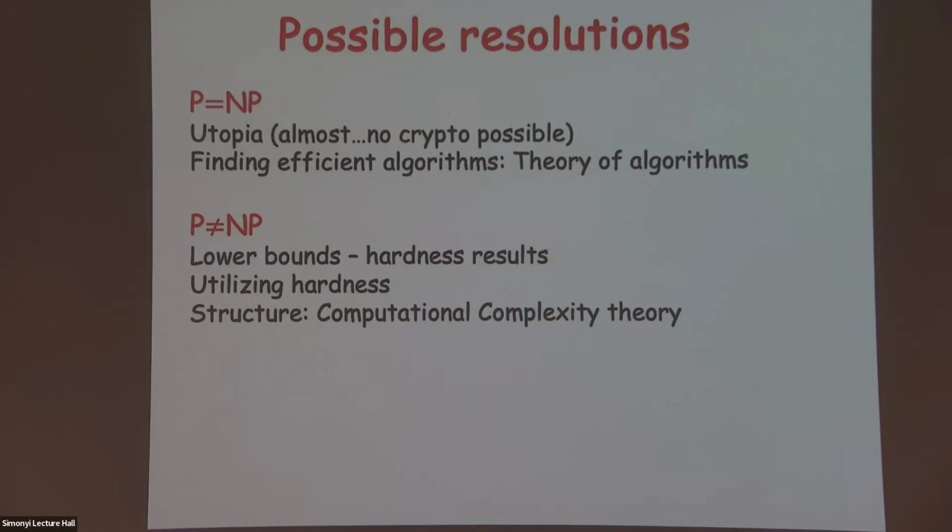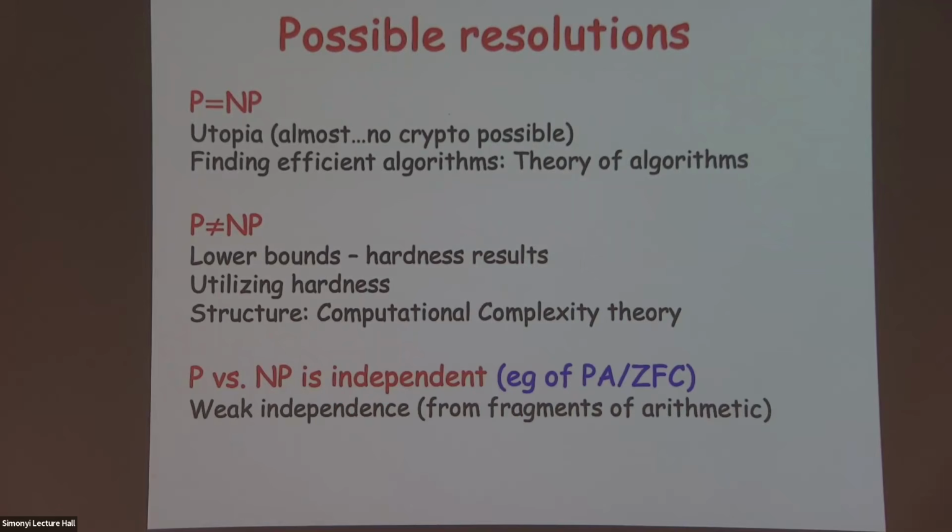Basically, this subject of computational complexity is mainly about uncovering structural relationships between various types of models or problems and so on. But there is a third possibility. You know what? Some of you do. It can be independent. It's certainly a mathematical possibility, and not only that, people are looking into it.